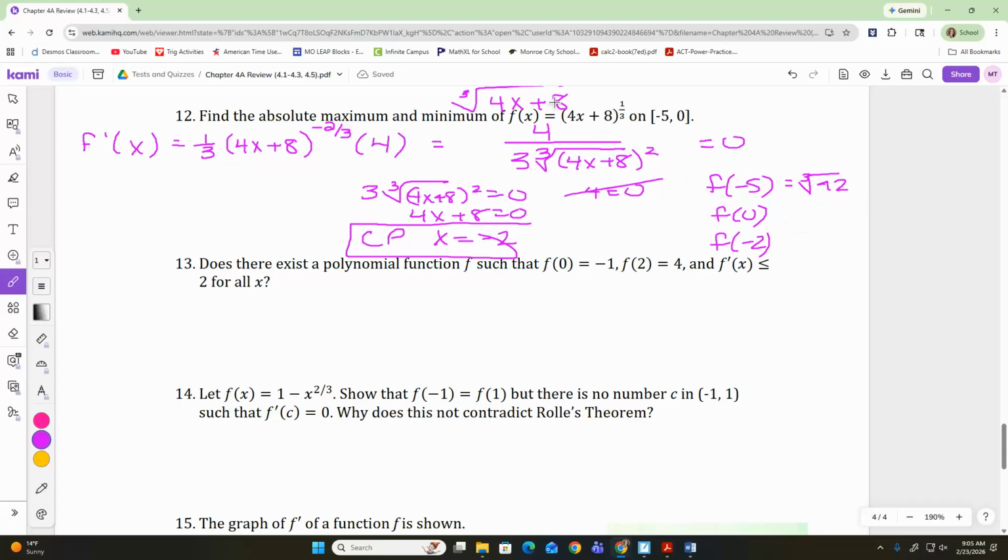If I put in 0, I get out the cube root of 8, which is 2. If I put in negative 2, I get out the cube root of negative 8. Or sorry, negative 8 plus 8 is 0, so the cube root of 0 is 0. So then we can see this is my lowest, so that's my absolute min. And 2 is my highest, so that's my absolute max.